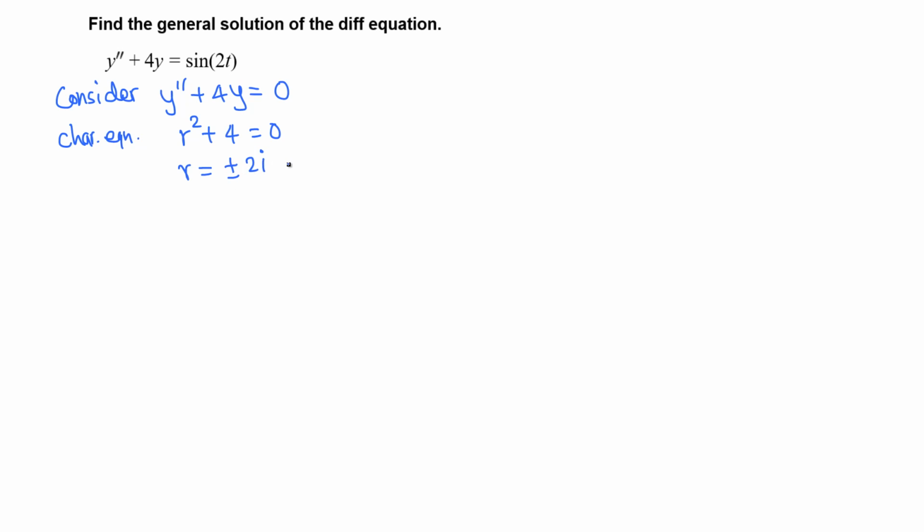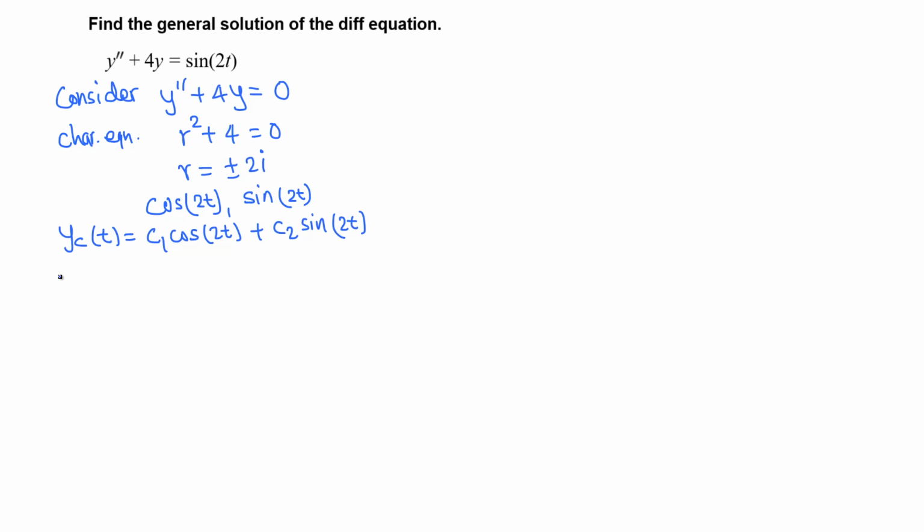Okay, so based on plus or minus 2i, we have cosine 2t is a solution and sine 2t is another solution. So we find a solution of this homogeneous equation, and that's called the complementary solution. So yc, the complementary solution, is C1 cosine 2t plus C2 sine 2t. Now we find a particular solution considering the non-homogeneous part, and the general solution will be the complementary plus that particular solution.